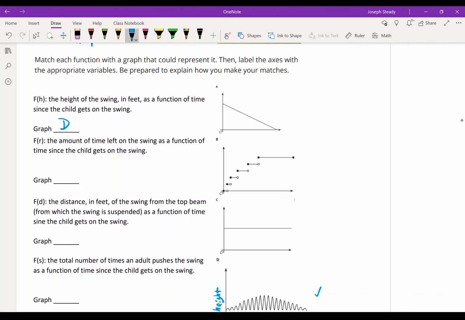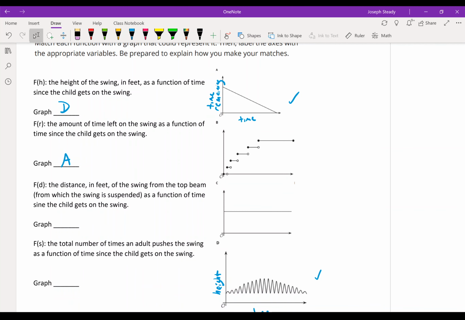The second situation is f of r, the amount of time left on the swing as a function of time since the child got on the swing. Well, if I'm only allowed to be on the swing for 30 seconds, when I start, I have 30 seconds left, and then that time just goes straight down from there along a constant line, which means that this must pair up with graph A, where down here is time, right? How long have they been on the swing? And over here is time remaining. How long is left on the swing?